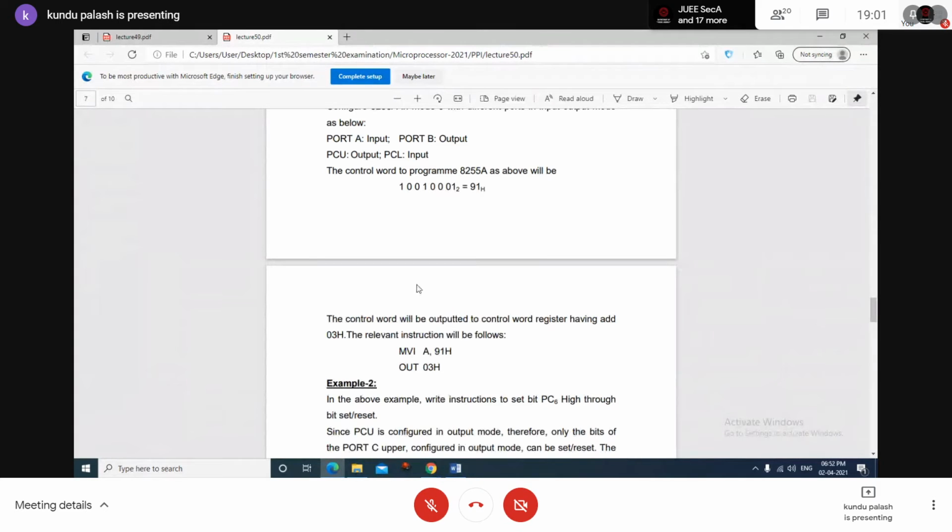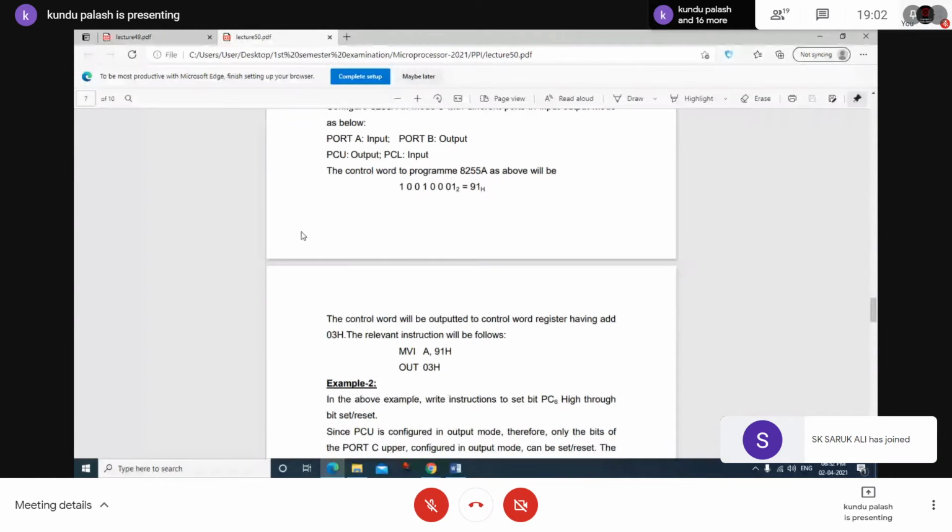First of all, the control word which has been determined according to this bit definition will be loaded immediately to the accumulator and sent to the respective control port, the address of which is 03 for this specific example. So how many addresses will there be? One address is for the control register, and the remaining 3 separate addresses will be for the A, B, C ports. So there will be 4 IO addresses. That's because the 8255 PPI has 4 IO devices in a single chip. That's why there will be 4 addresses.